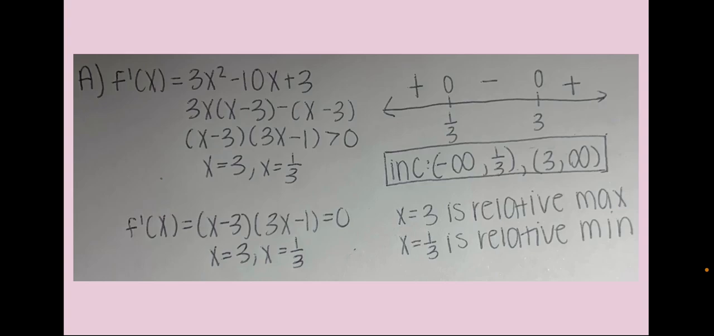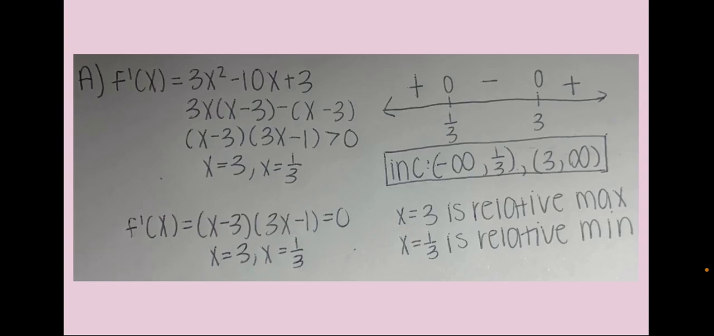So first of all, you need to find f prime. And you can find the derivative and get 3x squared minus 10x plus 3, which simplifies to 3x times x minus 3 minus x minus 3. And this simplifies to x minus 3 times 3x minus 1. And you want this to be greater than 0. And so once you factor, you get x equals 3 and x equals 1/3.